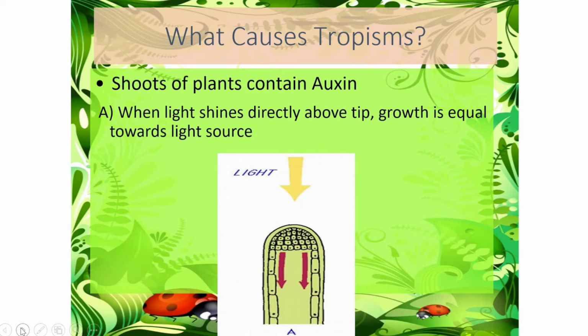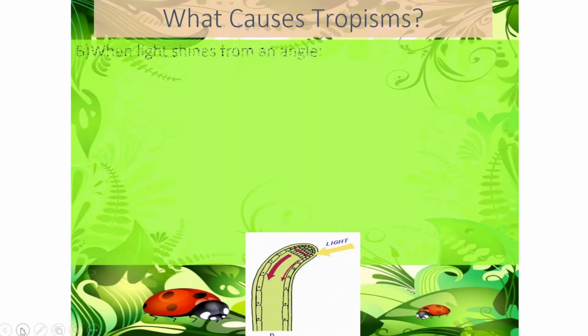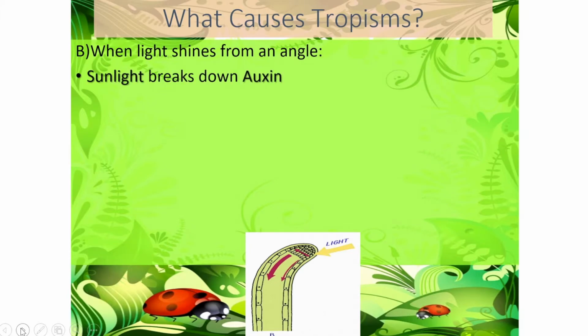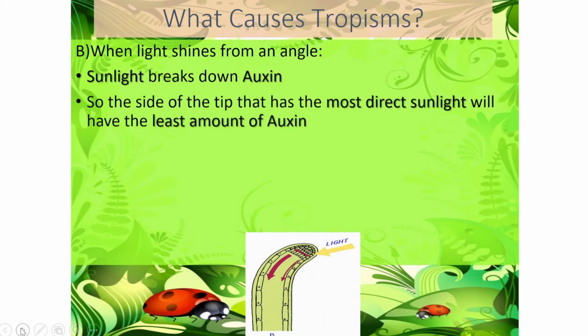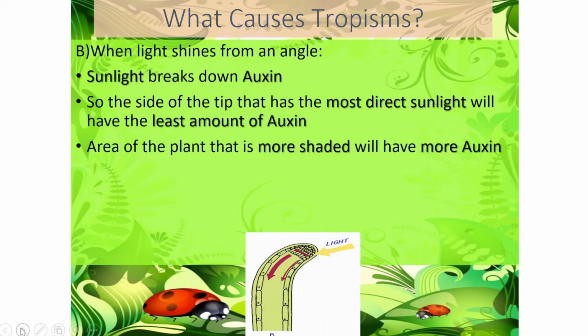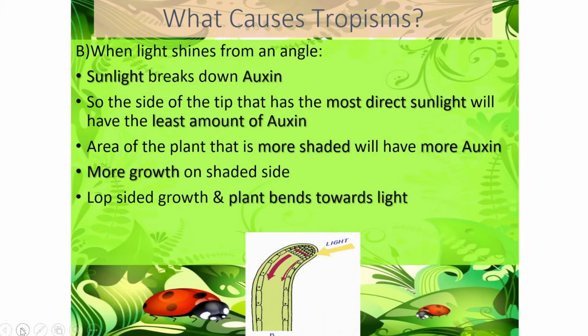Shoots of plants contain auxin. When light shines directly above the tip, growth is equal in all of the plant cells, and they will grow upwards towards the light source. When light shines from an angle, sunlight breaks down the auxin on the side closest to the light. So the side of the tip that has the most direct sunlight will have the least amount of auxin. The area of the plant that is more shaded, what we call the dark side, will have more auxin, and so there will be more growth on the shaded side. This gives us lopsided growth, and the plant will always bend towards the light.